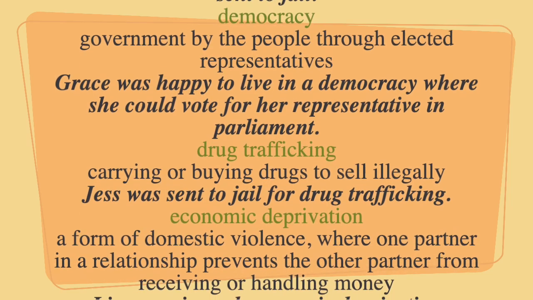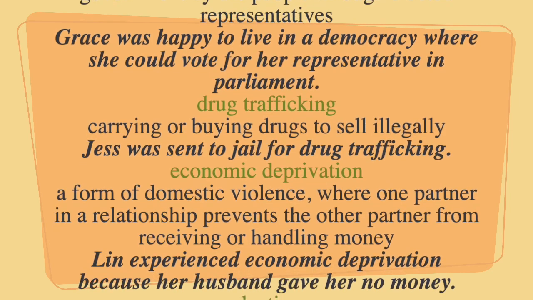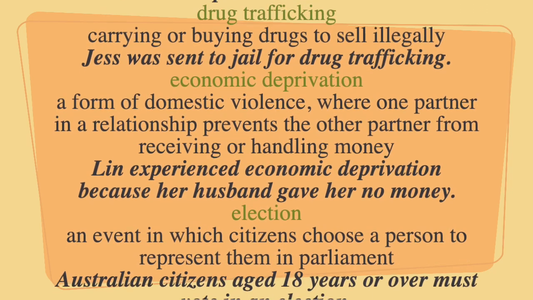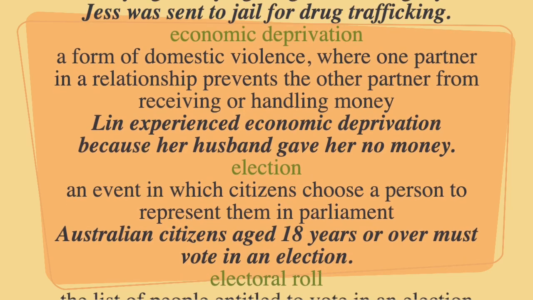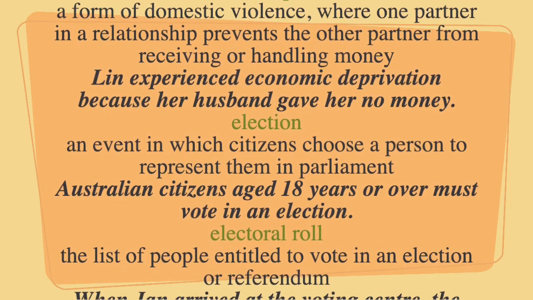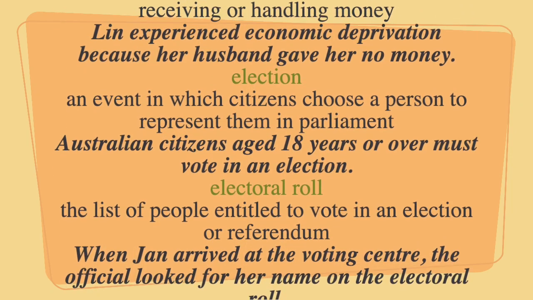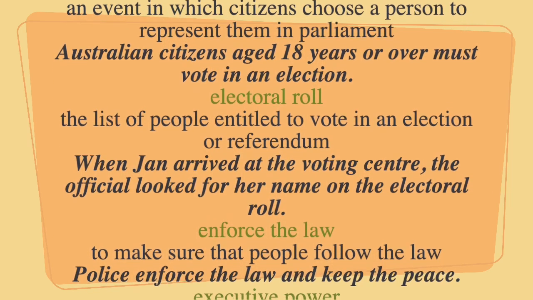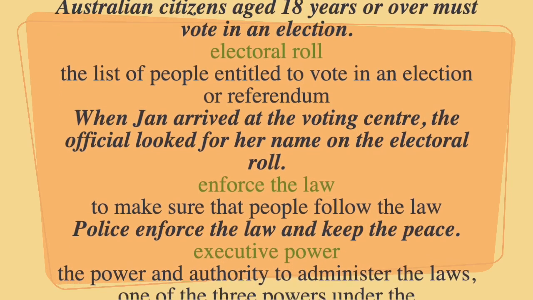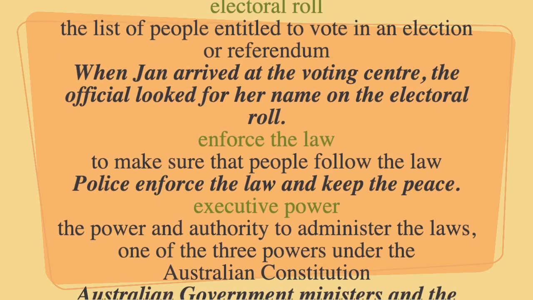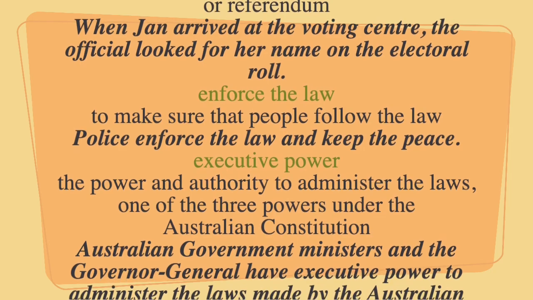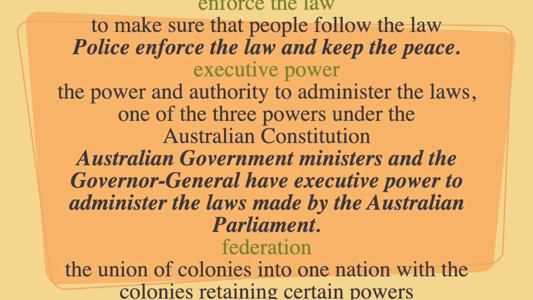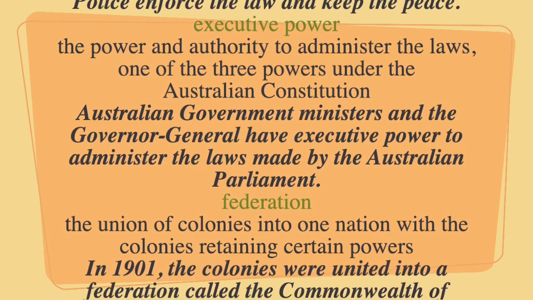What is economic deprivation? A form of domestic violence where one partner in a relationship prevents the other partner from receiving or handling money. So what's an election? An event in which citizens choose the person to represent them in parliament. Electoral roll: the list of people entitled to vote in an election or referendum. Enforce the law means to make sure people follow the law. Executive power: the power and authority to administer the law, one of the three powers under the Australian Constitution. For example, Australian government ministers and the Governor-General have the executive power to administer the laws made by the Australian Parliament.